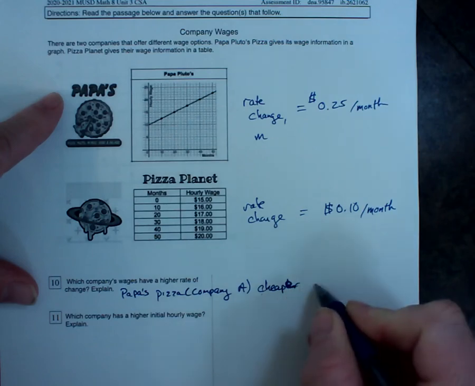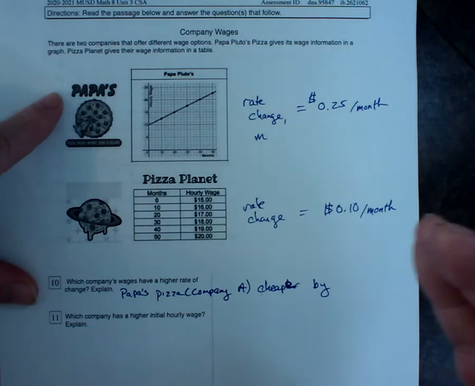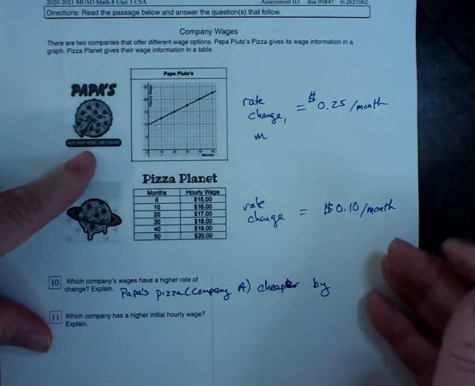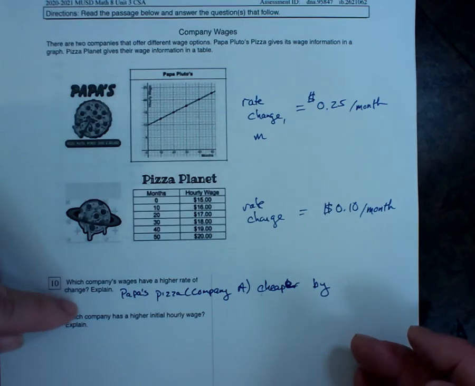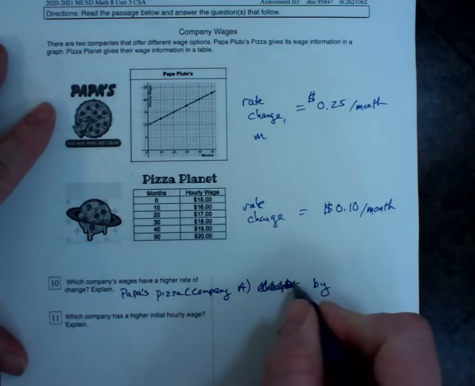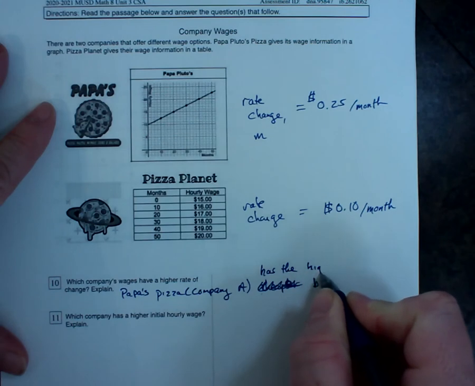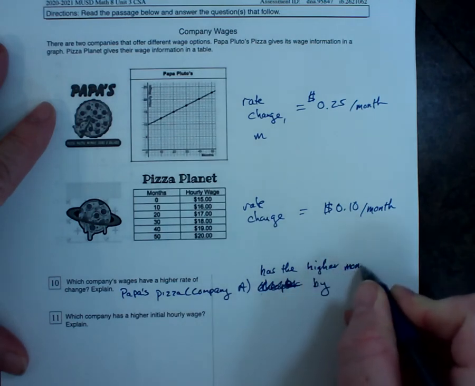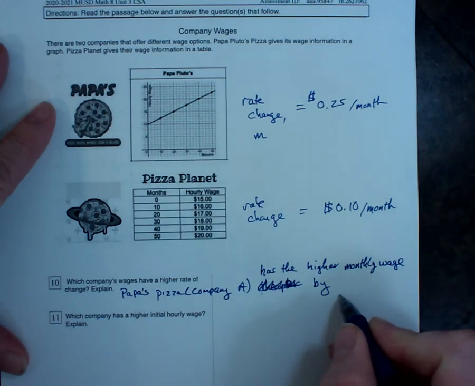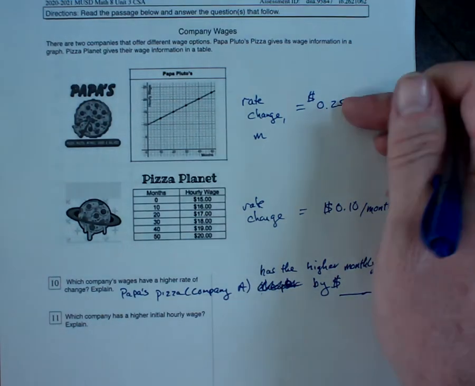By how much? You could say that Papa's Pizza was 25 cents. Pizza Planet was 10 cents. So how much is that higher by? So Papa's Pizza, Company A, has the higher monthly wage by how much money? So you want to subtract those two things.